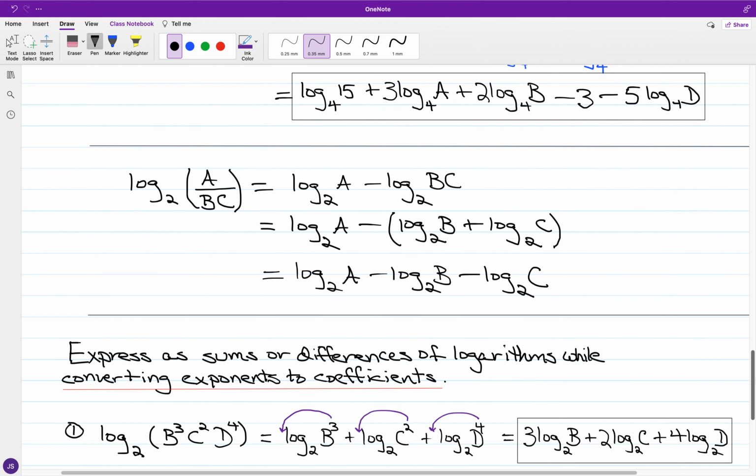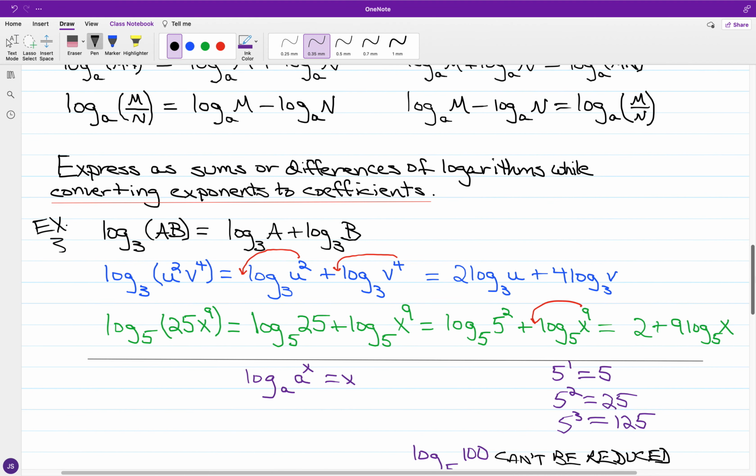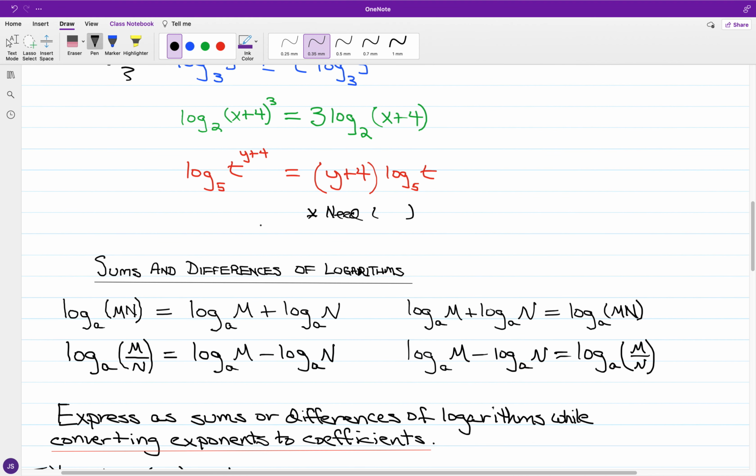And it's kind of like the last example from the other day. So I had the base 5 logarithm of t to the y plus 4. Again, when y plus 4 is converted to a coefficient, you're going to have the translation where you have the quantity of y plus 4 times the base 5 logarithm of t. And in this case, you would need parentheses.